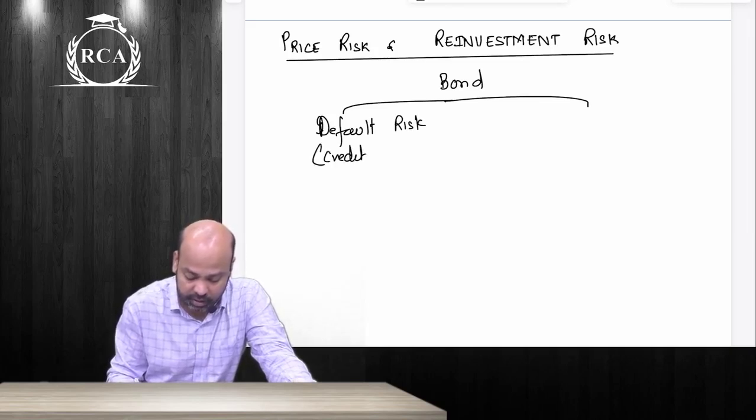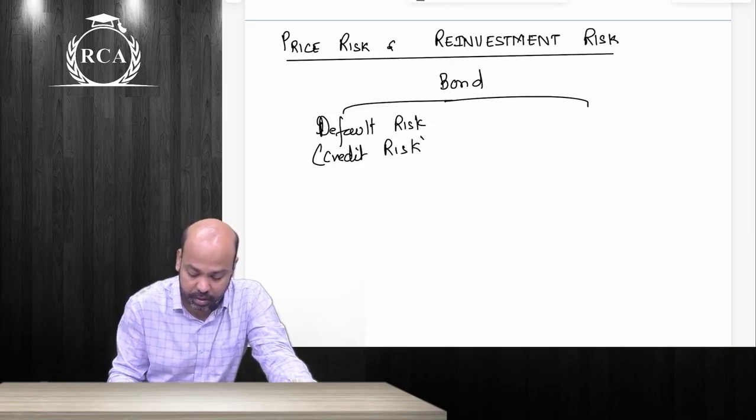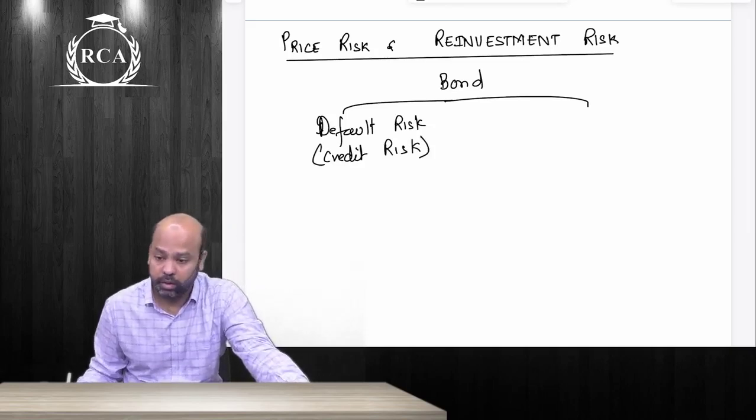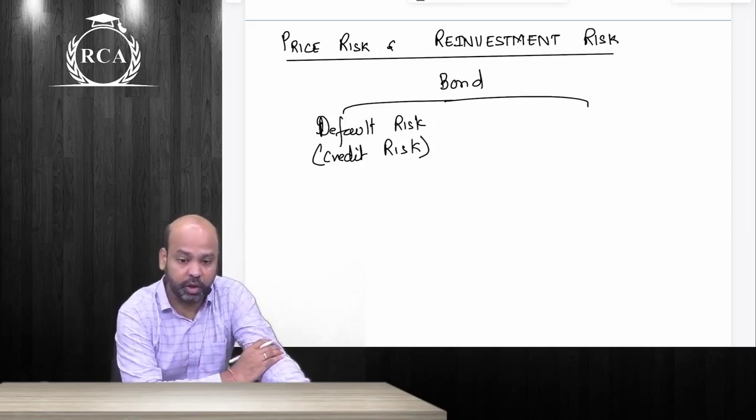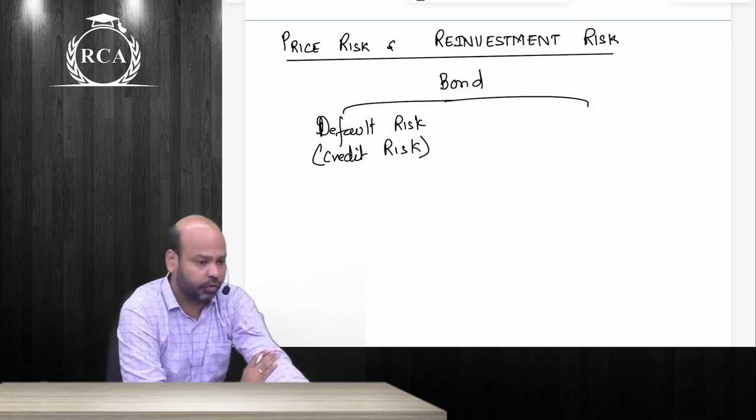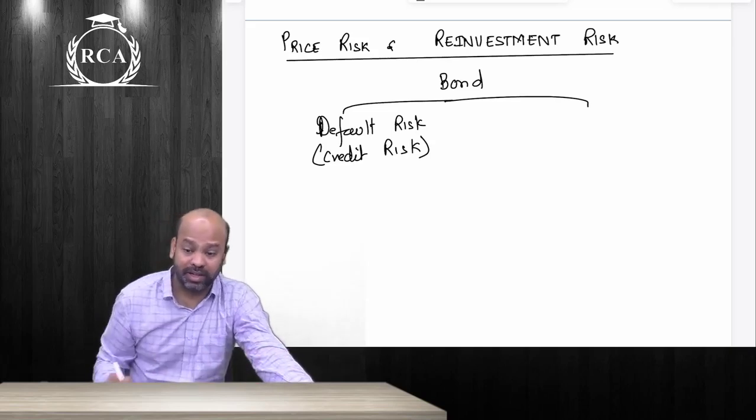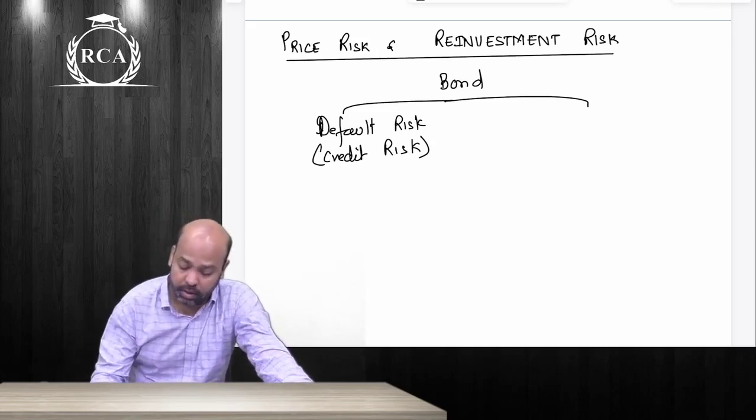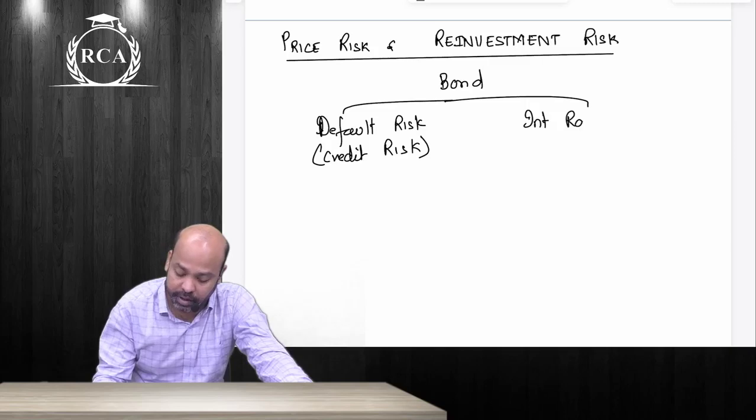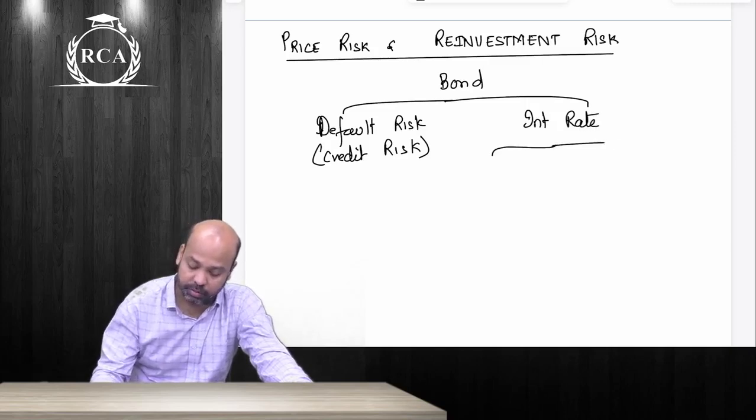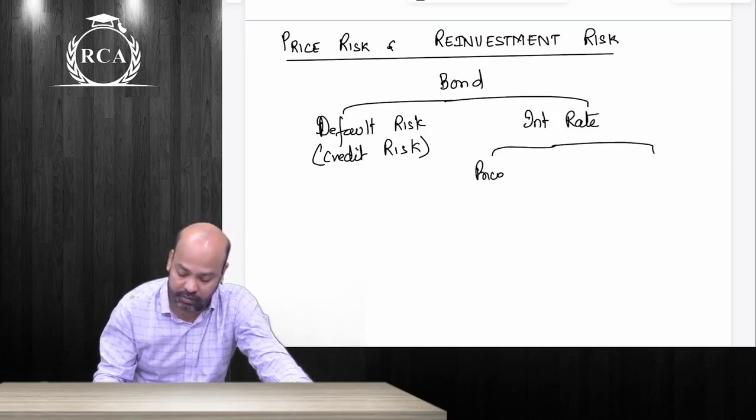This is the risk that the entity as such, guys, might default. If they are defaulting, beta, obviously you will not be able to realize your cash flows. Won't that affect the valuations? Yes or no, guys? So that is credit risk, default risk. The other risk, beta, is on account of interest rate changes. Under that also, beta, we have two things called price risk and reinvestment risk.